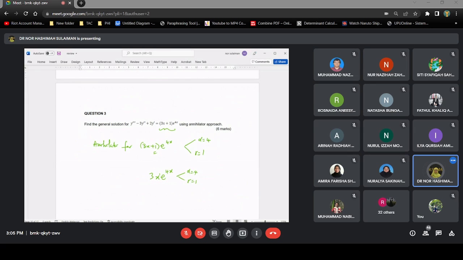You all ingat tak the general form tu? Kalau kita ada ax kuasa r plus bx kuasa r minus 1 plus dan seterusnya sampailah cx plus d katakan. Kalau buat begini darabkan dengan e to the power of alpha x, so maknanya yang ini pun dia punya annihilator akan jadi apa? Yang ini r dia sama dengan 1.